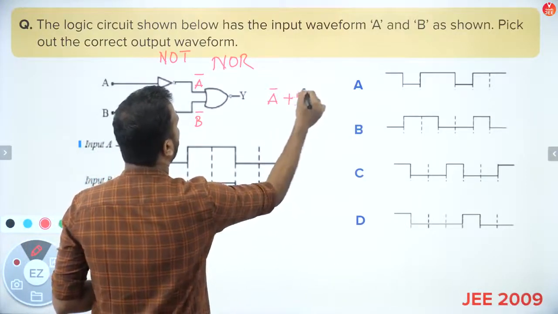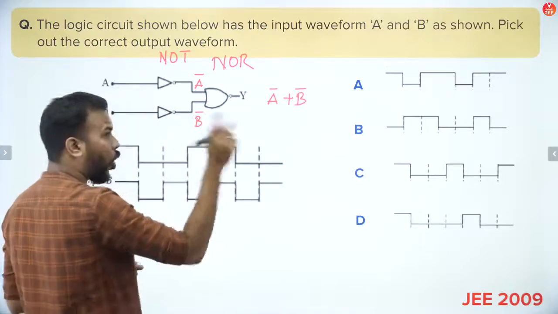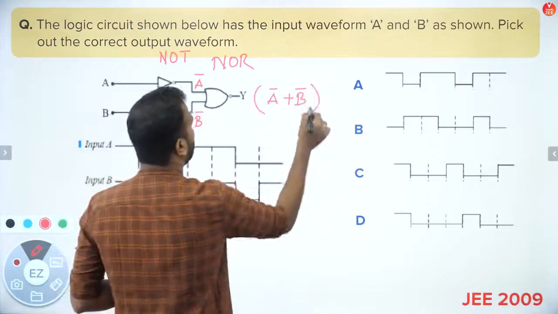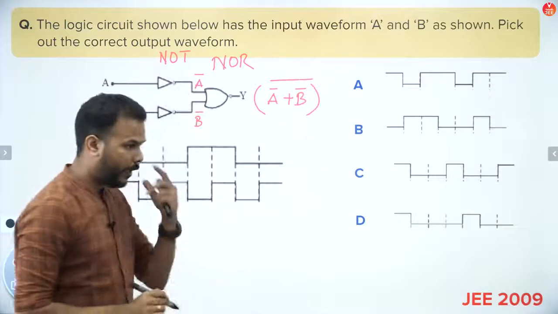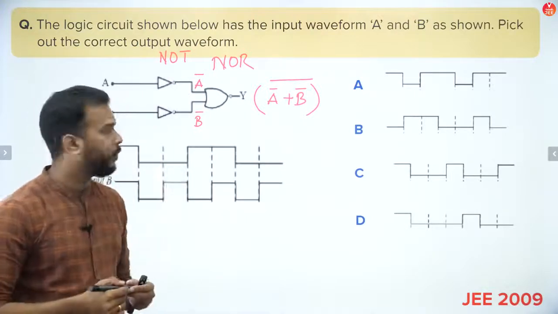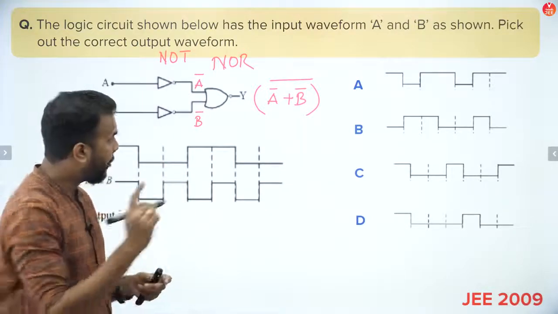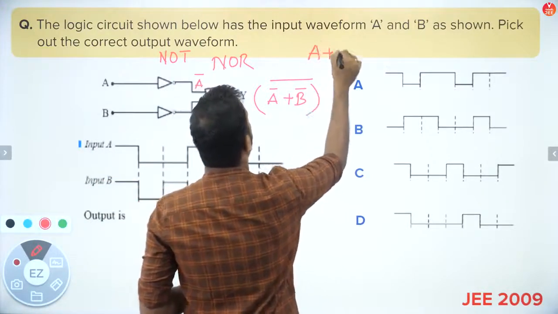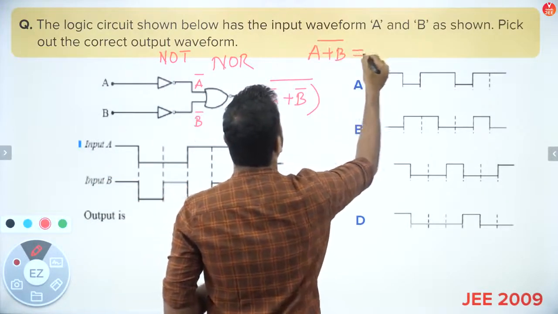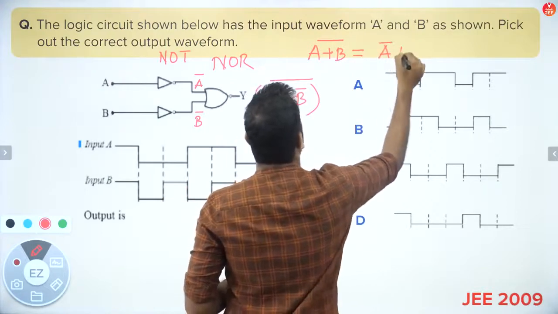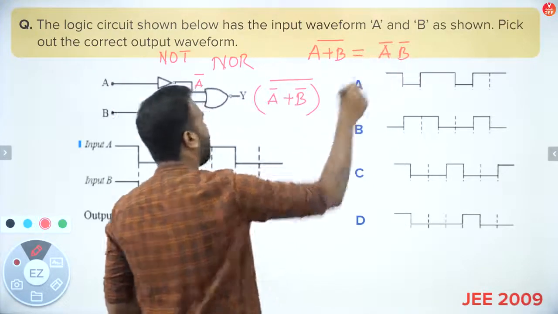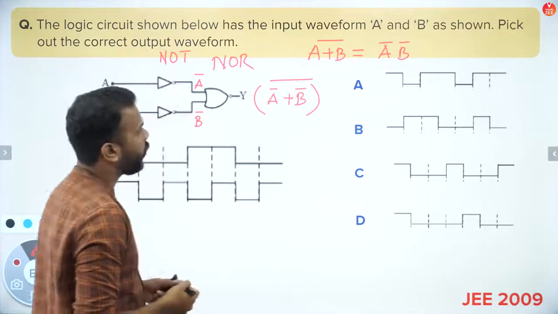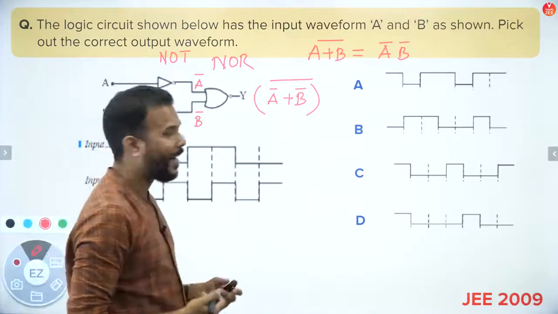So A bar plus B bar is the output of an OR gate. But because there is a NOT gate also there, you will put a whole bar over it. Okay, so that's basically your output. But then you know a property from Boolean algebra that (A plus B) whole bar is basically A bar B bar. That means the OR gate's output after inversion of the inputs becomes the output of an AND gate.